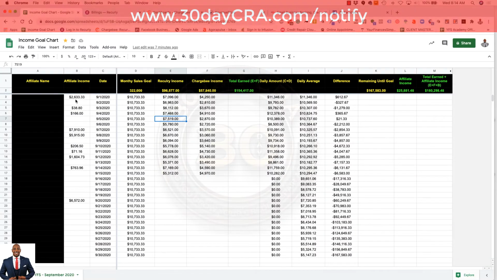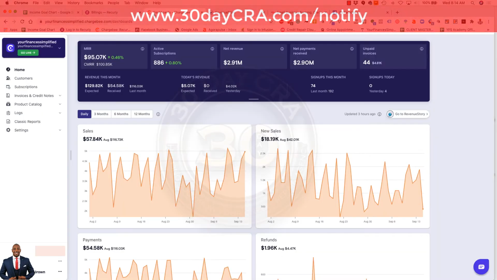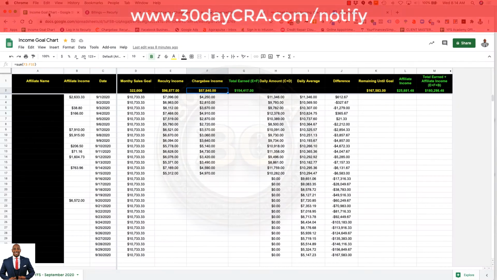So let's look at my affiliate income. This is the sleeper, because a lot of credit repair companies focus on these numbers, the 96 and the 57. They're focusing on getting clients in, on closing people, on signups. But when you take a step back, we can make a significant amount of money on these things. And I'm going to show you. So 97, I said 7910, right?